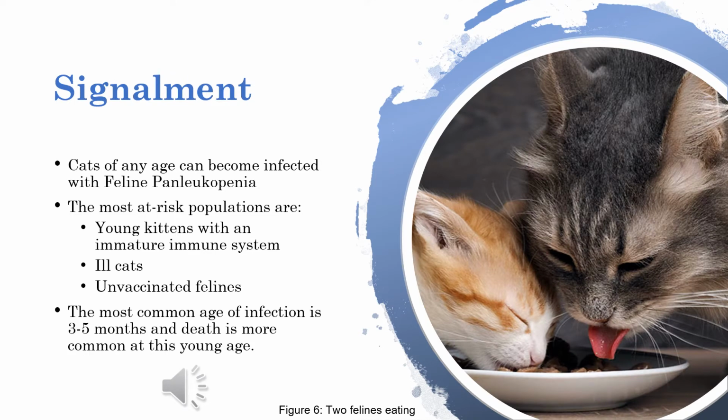So who can be infected with feline panleukopenia? Cats of any age can become infected with this disease. Our most at-risk populations are young kittens that have immature immune systems, ill cats that have a compromised immune system, and unvaccinated felines. The most common age of infection is 3 to 5 months, and death is more common at this young age.